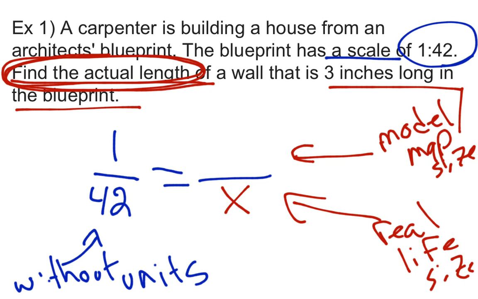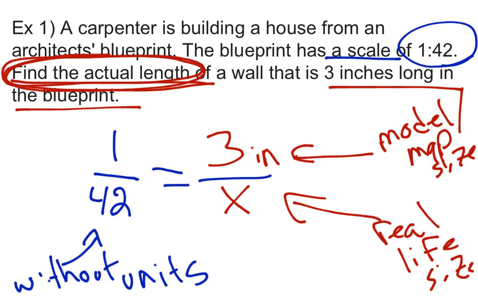The second thing is the last part of the question, which says of a wall that is 3 inches long in the blueprint. 3 inches long on the map. Well, the map size goes on top. So that's where I put my 3 inches. And because I know that's inches, I know everything's going to be inches.